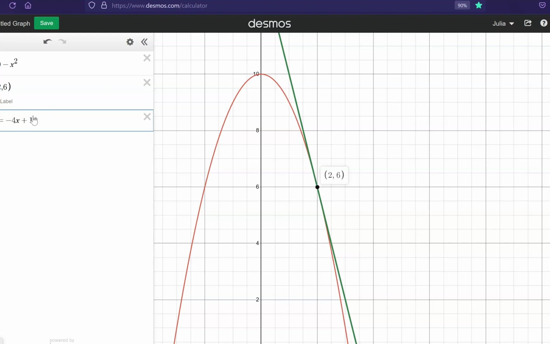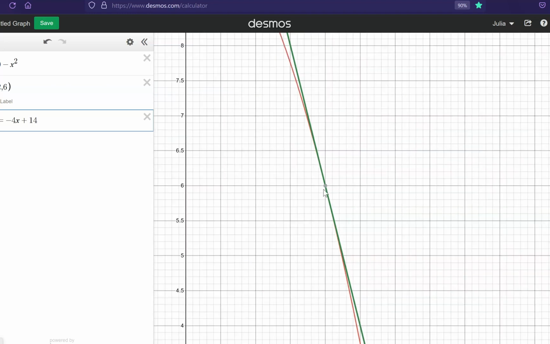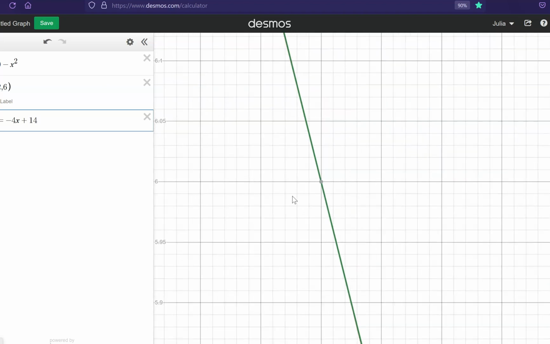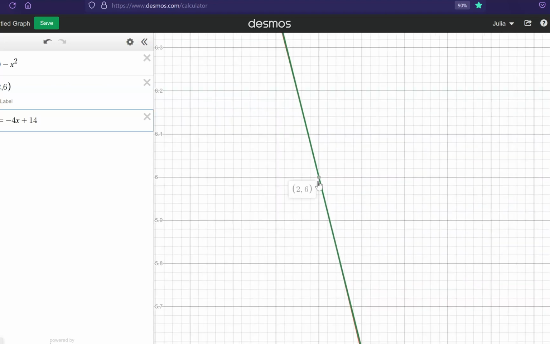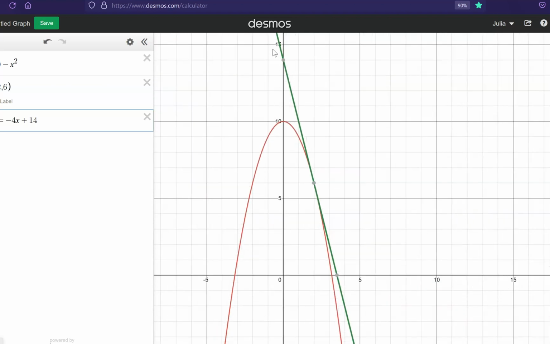So this green line, this negative 4x plus 14, what we can see is it's going through that coordinate 2, 6, and then the slope is working so nicely to just touch at that point, and if we zoom in, they look like the same line because they're matching in terms of slope. So what we did is we matched that instantaneous rate of change, and then we were able to find a y-intercept such that it went through that coordinate 2, 6.